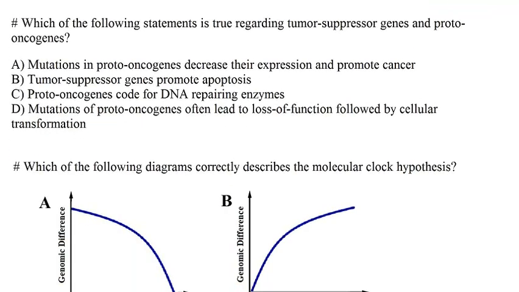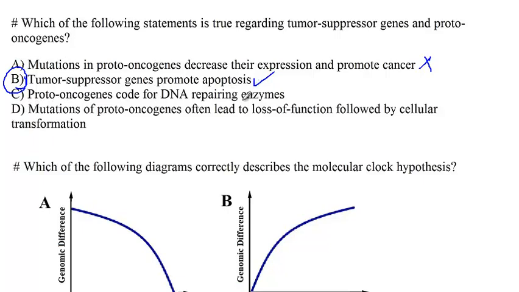The next question is, which of the following statements is true regarding tumor suppressor genes and proto-oncogenes? So, decrease their expression and promote cancer. No, that's incorrect. We just described how mutations enhance the activities of these proto-oncogenes, as a consequence of which there is more growth and cell division. Tumor suppressor genes promote apoptosis. That is correct, because these tumor suppressor genes we just discussed place brakes on cell growth and division. So it can also induce and promote apoptosis, which is a programmed cell death.